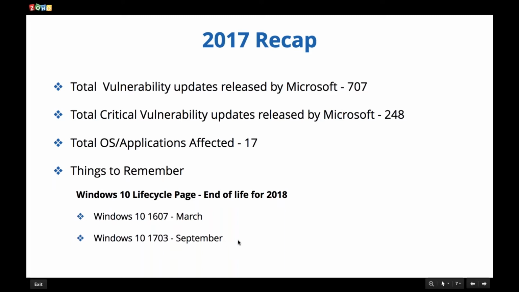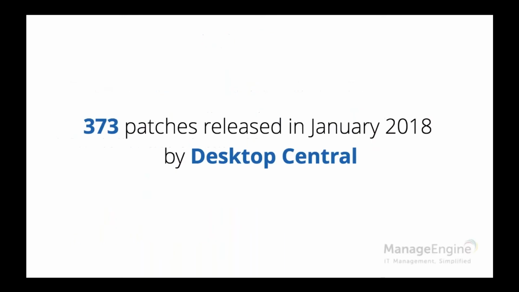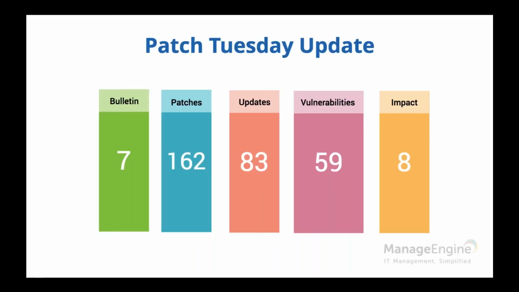So let me give you a very quick recap about 2017. The total vulnerability updates released by Microsoft comes up to a count of 707. And the total critical vulnerability updates released by Microsoft comes up to a count of 248. And the total OS or applications affected count comes around to 17. And remember, even in our previous webinar, we had discussed those versions of Windows 10 that are going to the end of life phase.